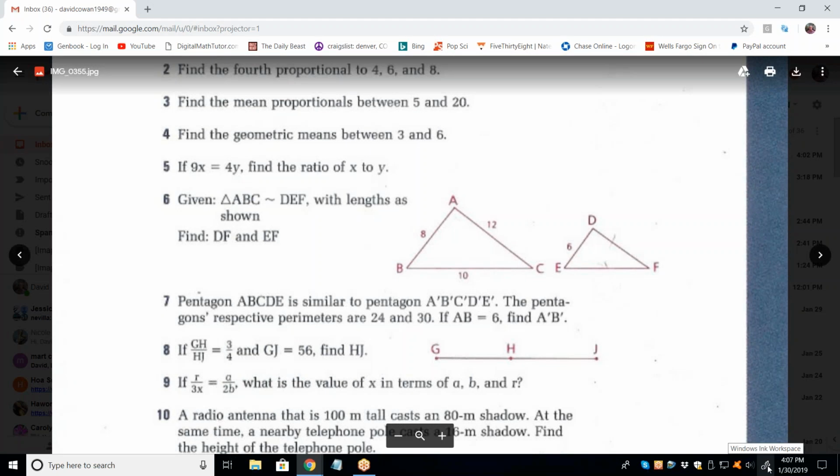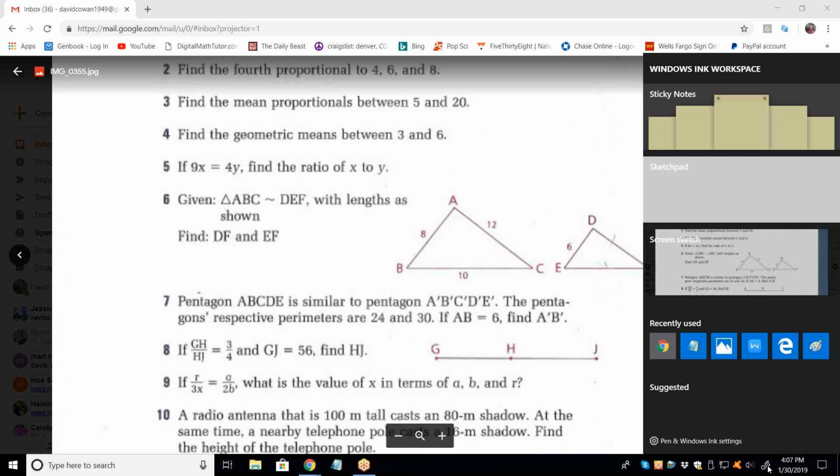Hold on a second. My TV, I forgot to turn it off. No, I didn't. Just 1 second.